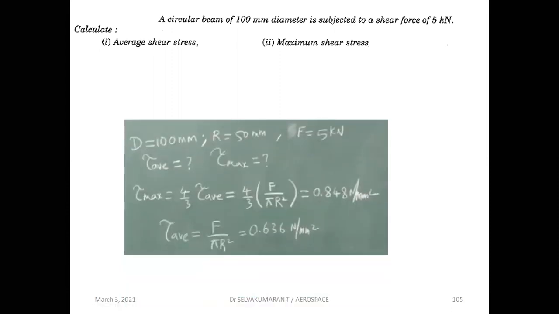Now let us look at the circular section. Circular section of 100 millimeter diameter subjected to a shear force of 5 kilonewton. We have to find the average shear stress and the maximum shear stress. So we know the formula tau max is equal to 4 by 3 tau average. Tau average you can calculate like F by pi r square, which is coming out to be 0.636 Newton per mm square. And if you multiply this by 4 by 3, you will get 0.848 Newton per mm square, which is the maximum shear stress.